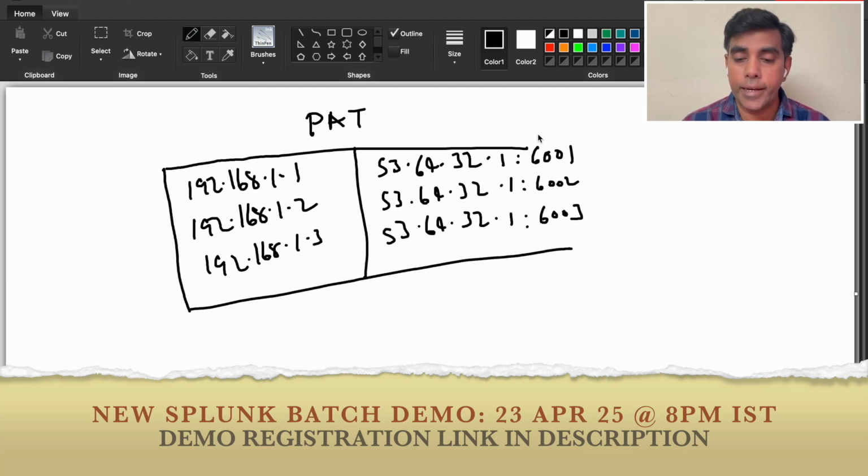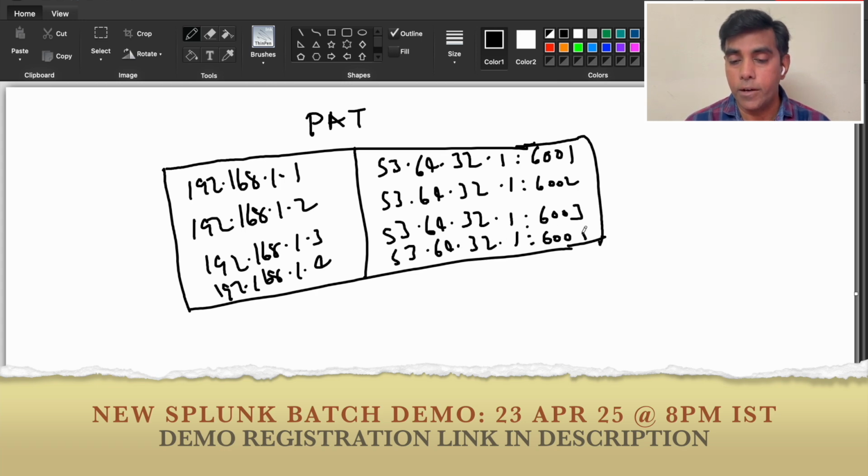So now there is no limit on how many computers you can accommodate in your network. If we add any new computer over here, again you will have 53.64.32.1 with a different port number. Likewise we can always allocate. So this is the difference between NAT versus PAT.